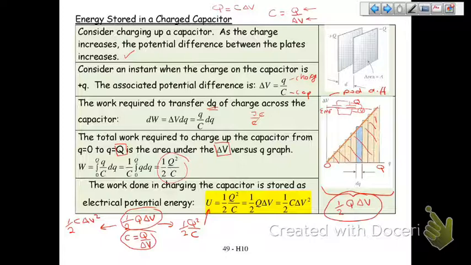Okay, let's look at this. If I double the amount of charge on my capacitor, I get 4 times the energy. That's interesting.